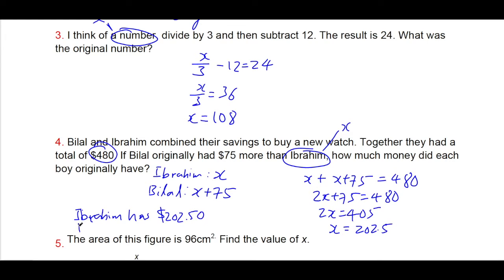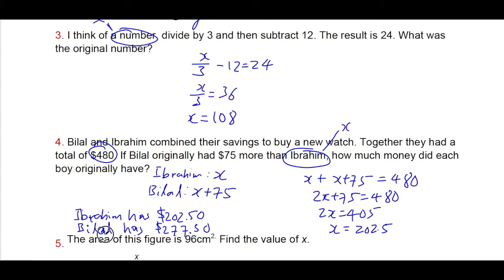And Bilal has, remember, Bilal has $75 more than Ibrahim. So then you just add 75 to this. So you have $277.50. Right? And in total, if you add them up, you get 480, right? So you can use that to check your answers. Right, so that's this question.